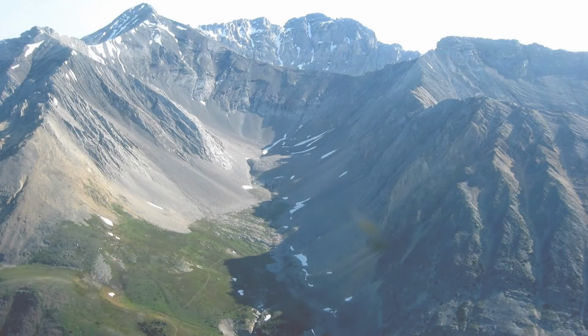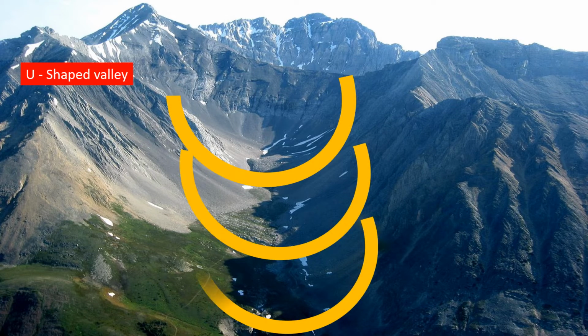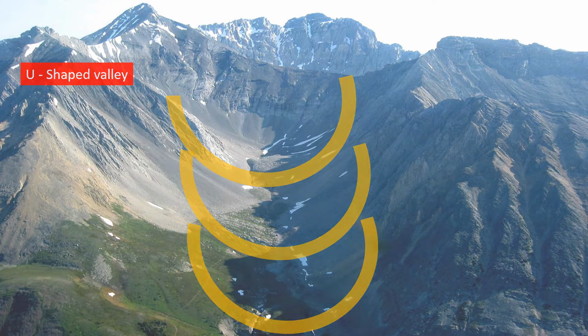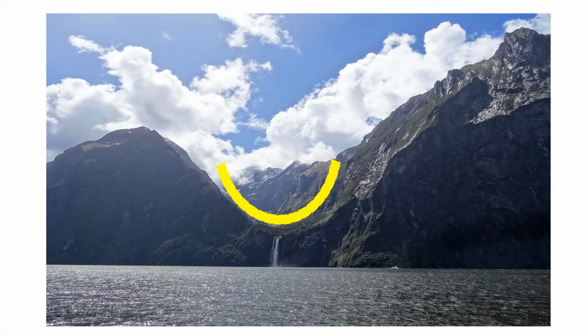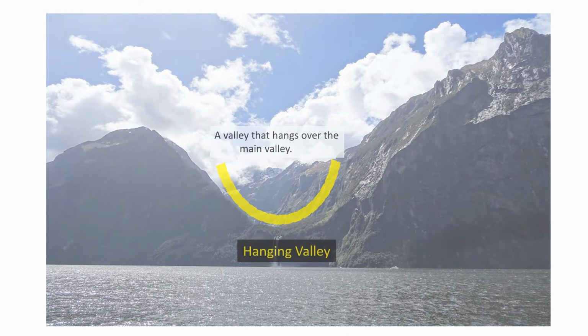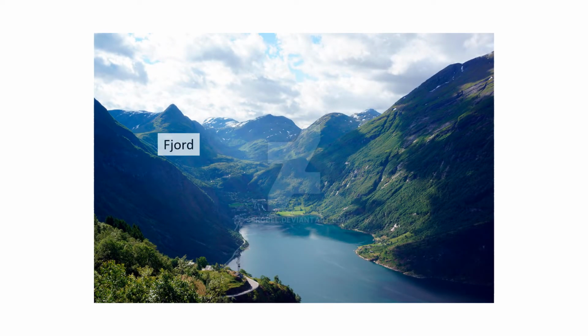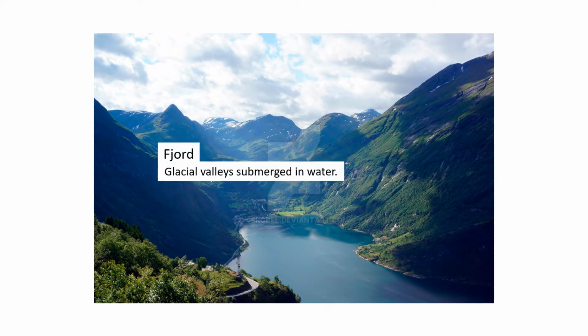When a glacier moves down, the walls of the valley get eroded to form a U-shaped valley. When a valley gets eroded by small glaciers and if it hangs over the main valley, such a valley is called a hanging valley. When a valley gets partly submerged in water, such a valley is referred to as a fjord.